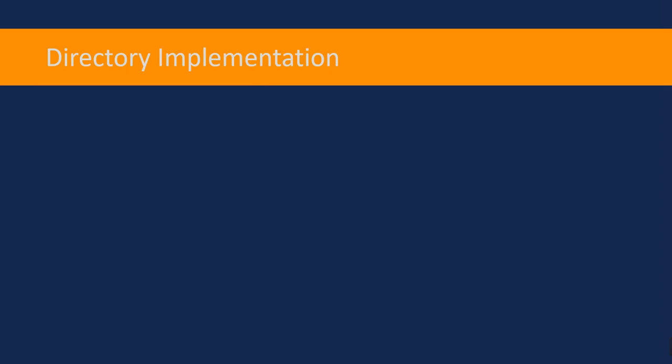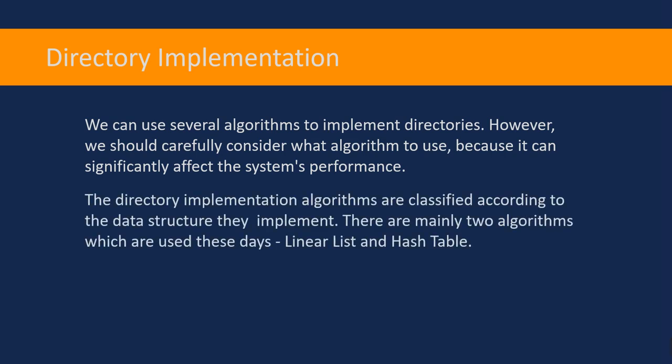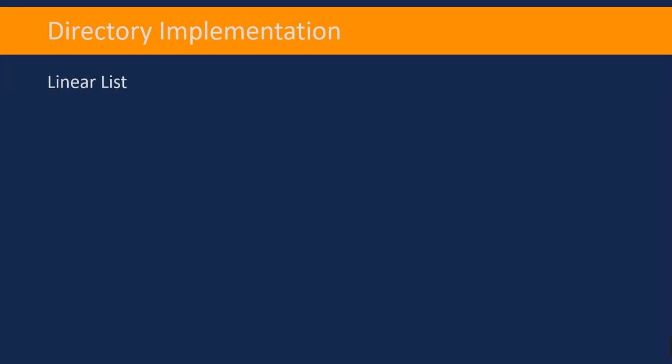Directory implementation. We can use several algorithms to implement directories. However, we should carefully consider what algorithm to use because it can significantly affect the system's performance. The directory implementation algorithms are classified according to the data structure they implement. There are mainly two algorithms which are used these days: linear list and hash table.